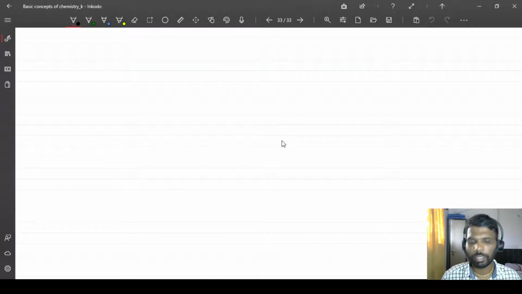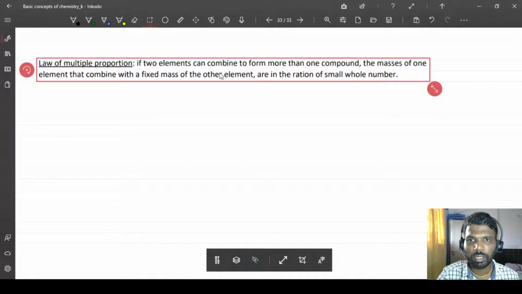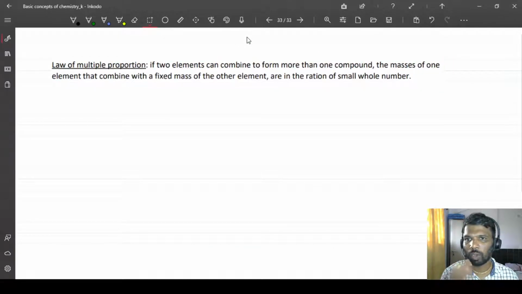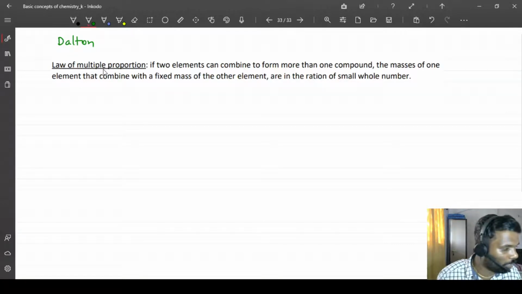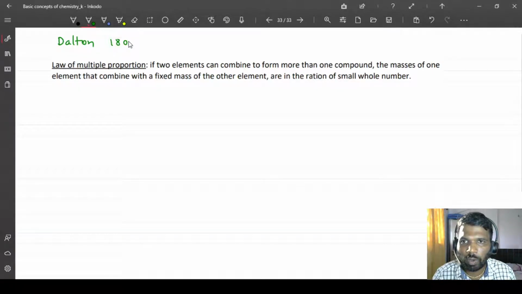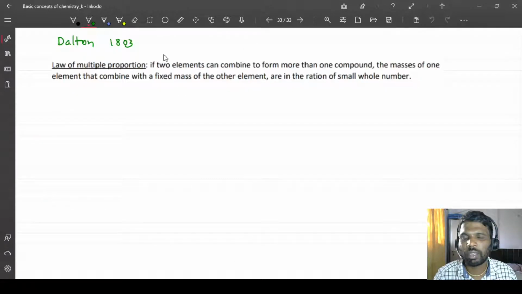Next, the third law of chemical combinations is called the law of multiple proportion, and this was given by the scientist Dalton in the year 1803. This year was 1803, so after about 4 years this law was given by Dalton, the law of multiple proportion.